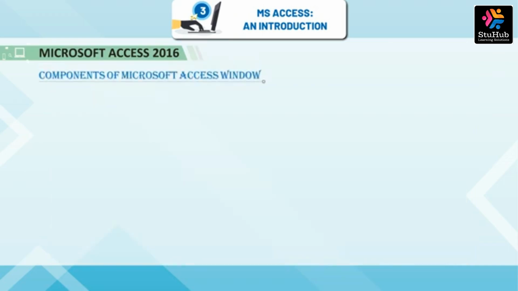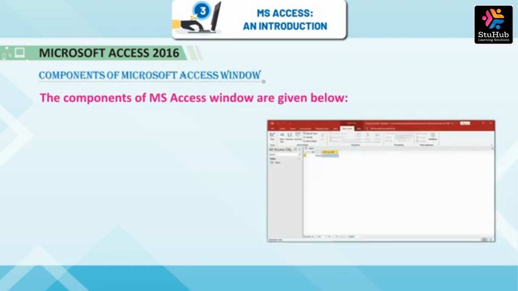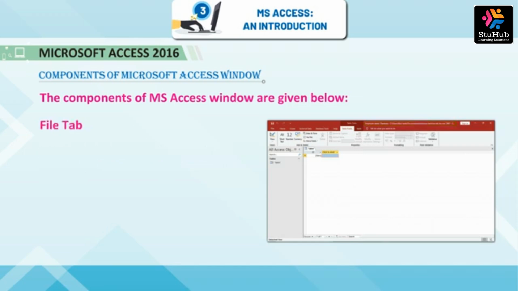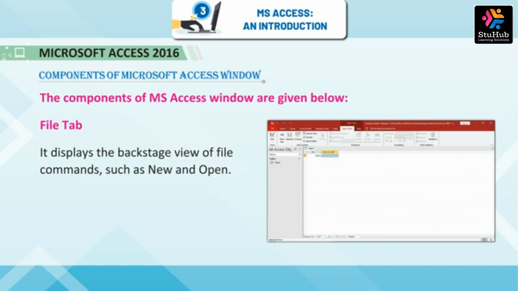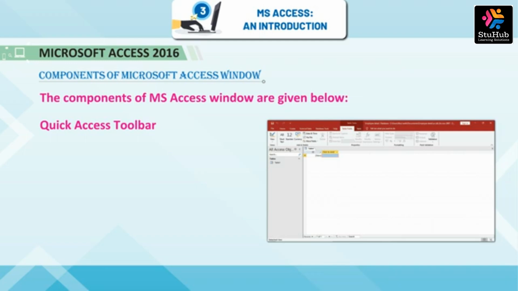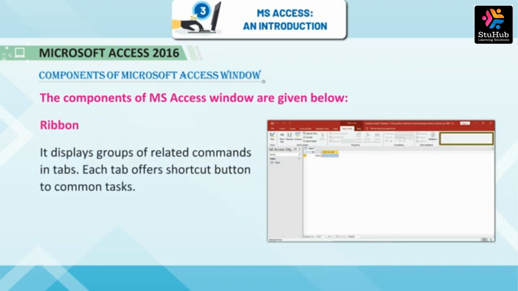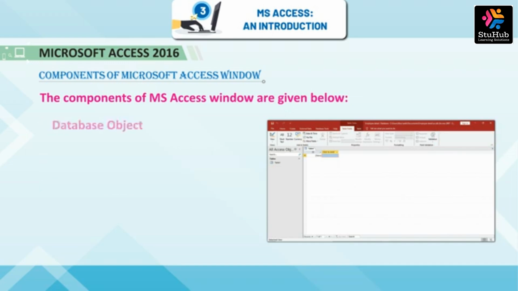Components of the Microsoft Access window. The components of the MS Access window are given below. Title bar: it displays the name of the currently opened database. File tab: it displays the backstage view of file commands such as New and Open. Quick Access toolbar: it displays quick access buttons to the save, undo and redo commands. Ribbon: it displays groups of related commands in tabs. Each tab offers shortcut buttons to common tasks.